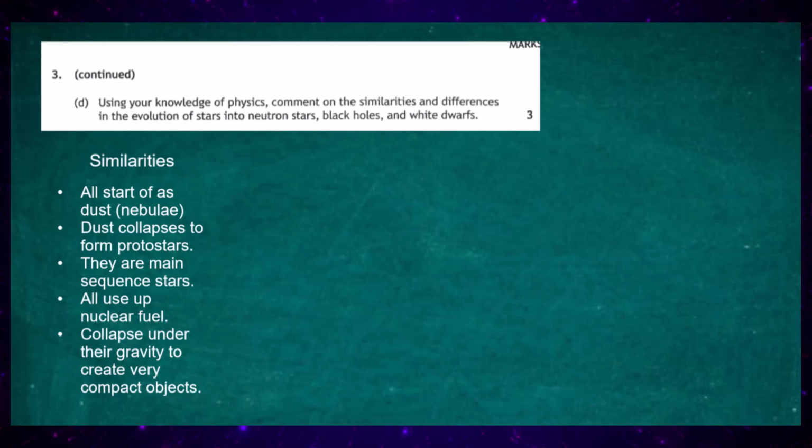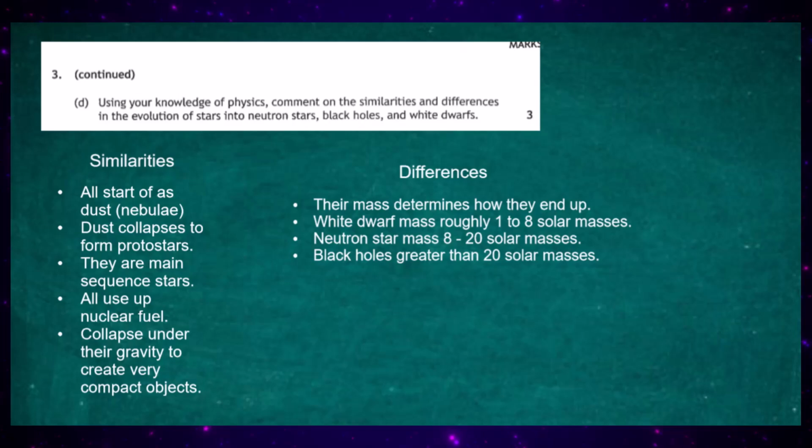What are the differences? Well, the differences are basically how these objects came about depended upon the mass of the star which was collapsing. To become a white dwarf, the star must have roughly 1 to 8 solar masses. Of course, our sun is 1 solar mass, so we'll end up as a white dwarf. And also a neutron star, if the star had between 8 and 20 solar masses, it's going to end up a neutron star. And finally, if it's got even bigger mass than that, 20 solar masses and beyond, when that star collapses, it's going to become a black hole.